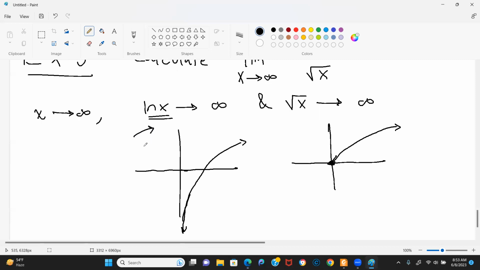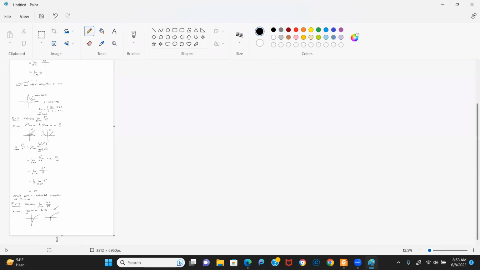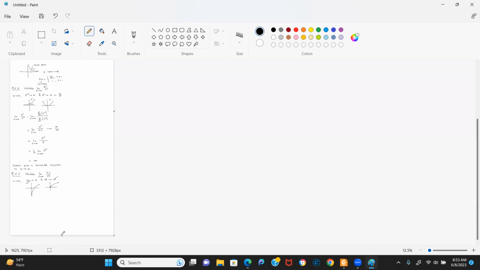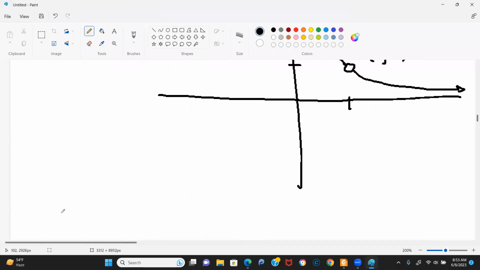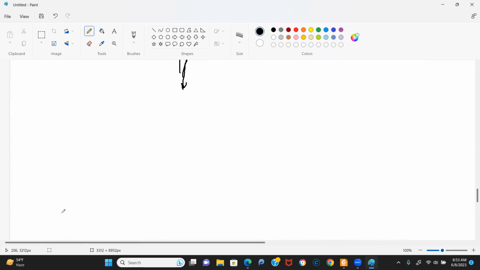So if ln of x goes to infinity faster, then the limit of the ratio will be infinity. But if square root of x goes to infinity faster, if it grows faster, then the limit could be 0. So let's see what we get. It's not always clear what you're going to get.